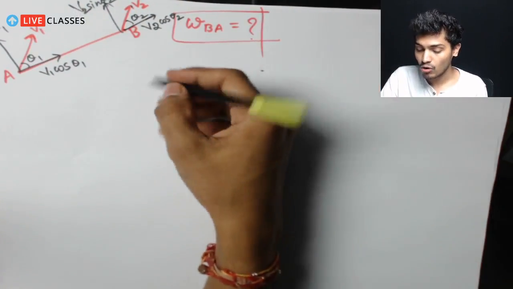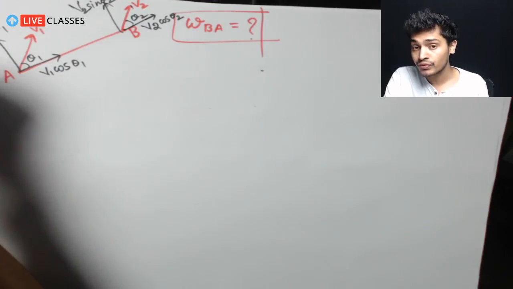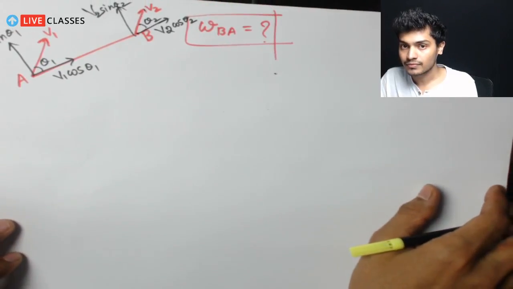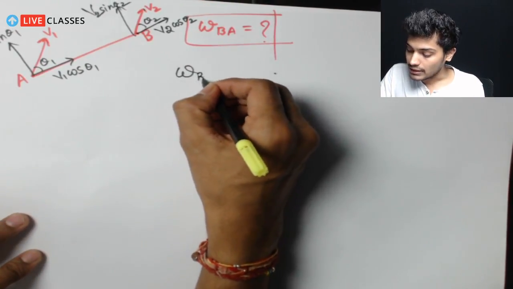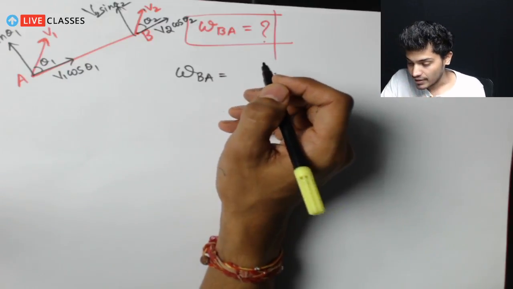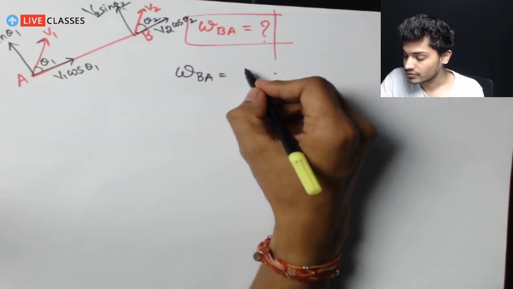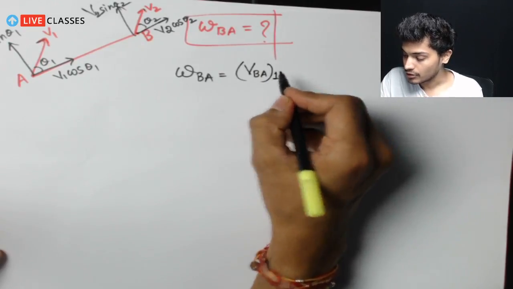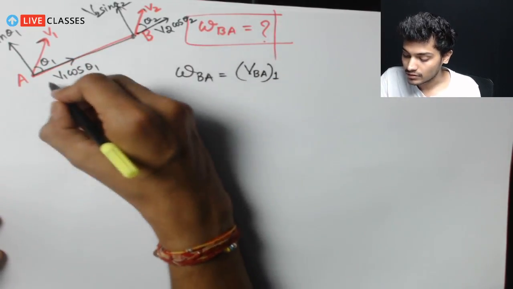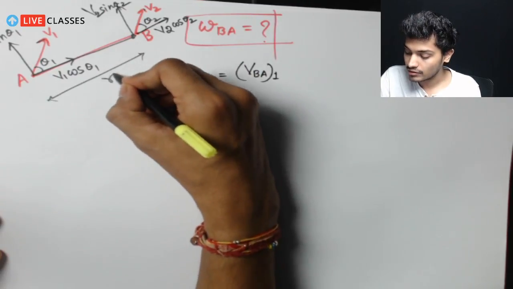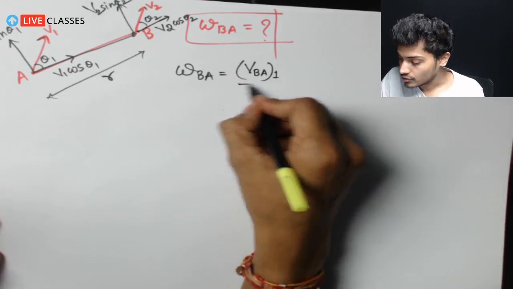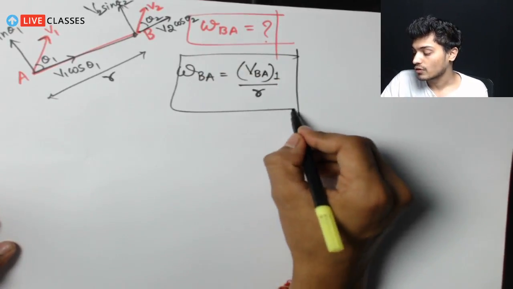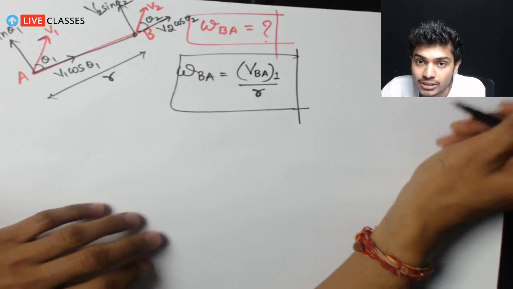Now how will we find omega BA? We have to find omega BA. Then what we have to do is just find vBA perpendicular to this line. Suppose this separation is r, so this will be r, and this is the general formula we use to find the relative angular velocity of B with respect to A.